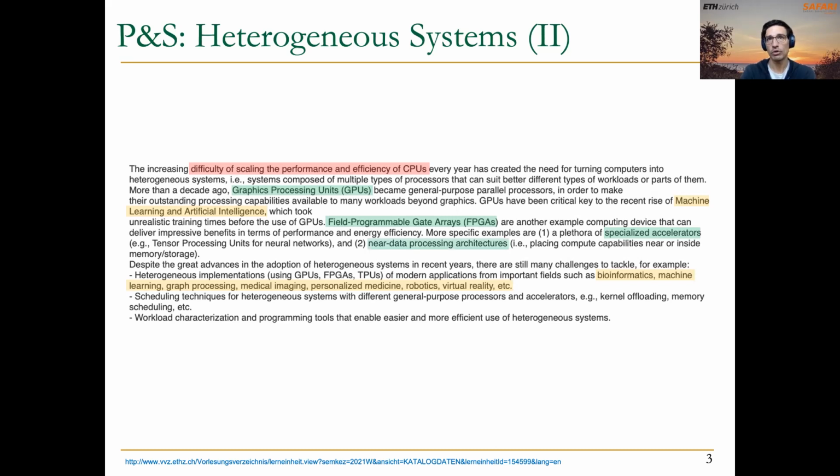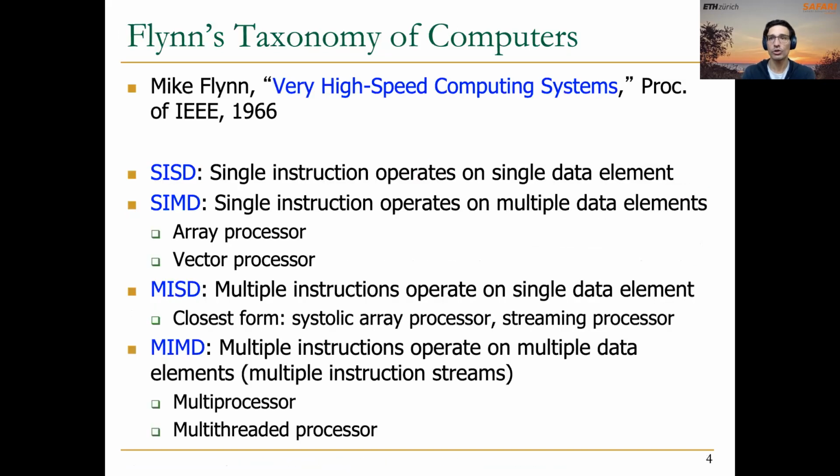Or near data processing architectures that consist of placing some sort of compute capability near or inside the memory itself or the storage. But there are still many challenges to tackle in order to enable efficient heterogeneous systems, and this is why a course like this makes sense. But we are going to start simple.